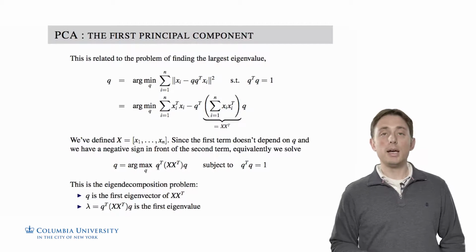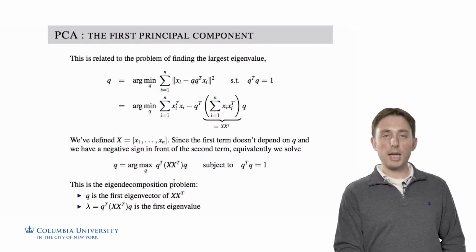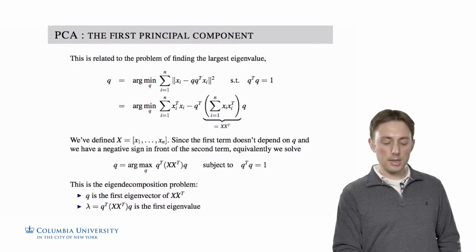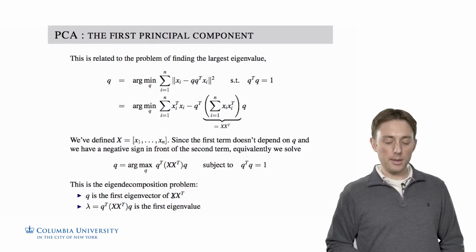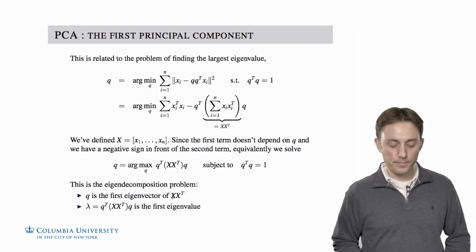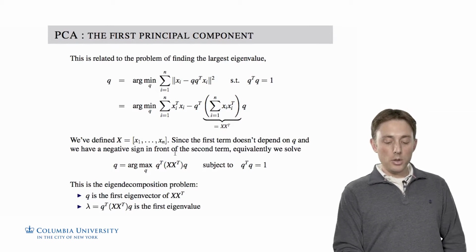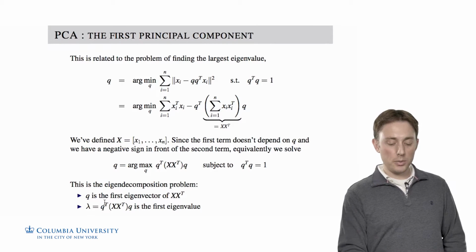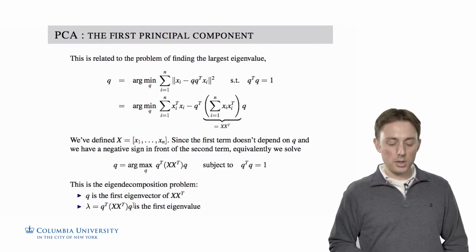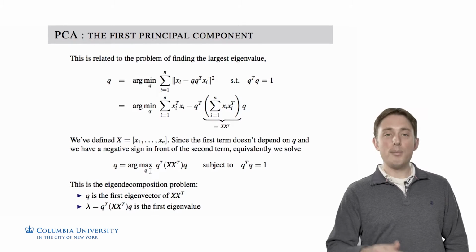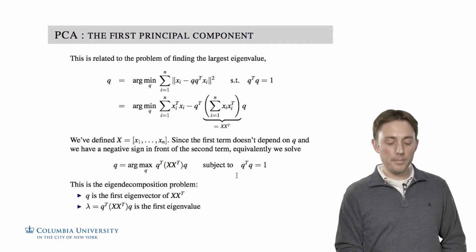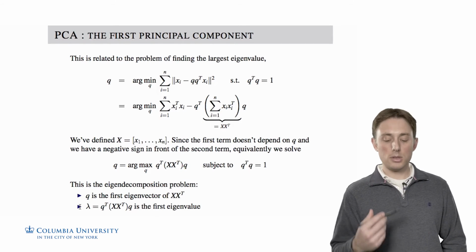This vector q has a name. It's called the first eigenvector of the matrix XX transpose. Notice that this thing is d by d and symmetric. And the value of this product, evaluated at the optimal q, is called the first eigenvalue. So if we take q transpose times this matrix times q, the value of the maximum, that's the maximum value we can get by that type of product subject to this constraint. Call that lambda. That's the first eigenvalue.